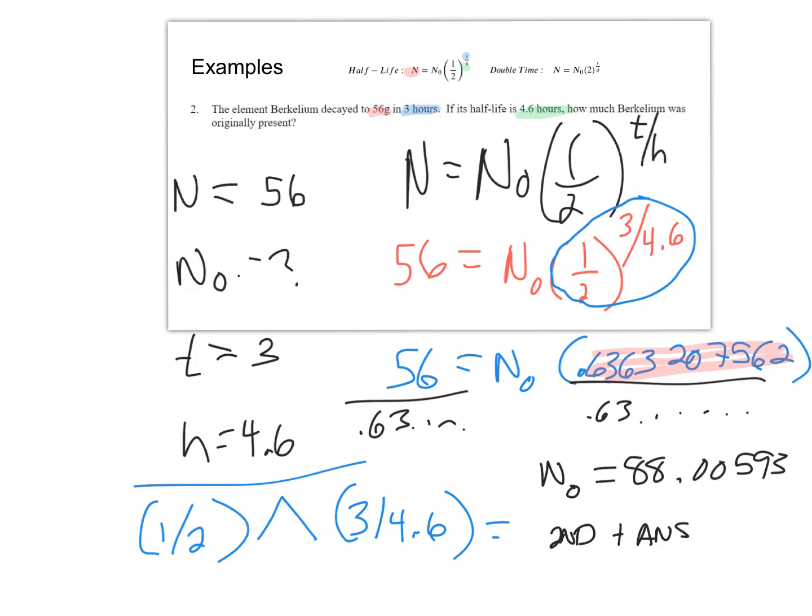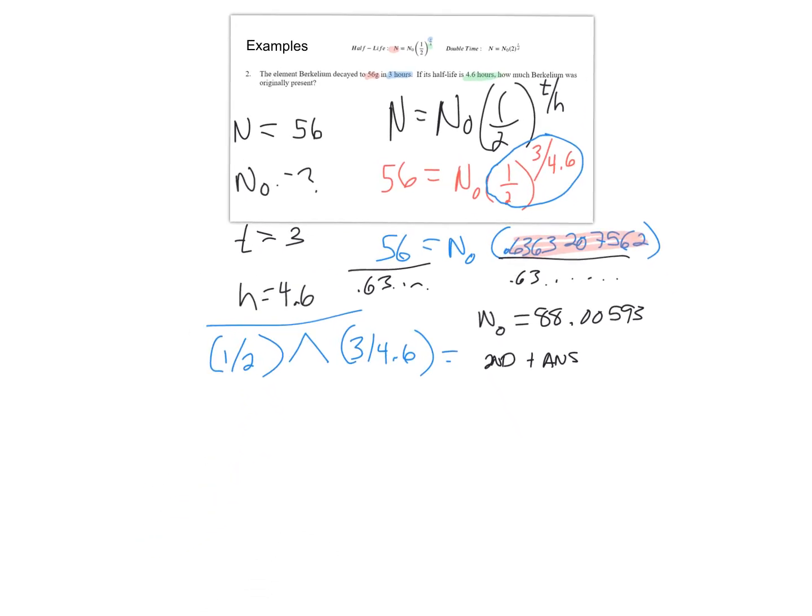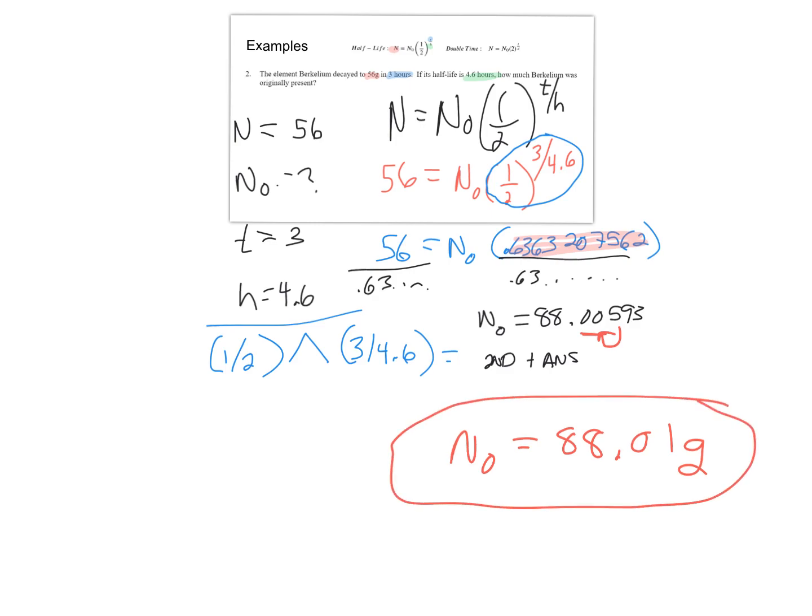So when I do that, we're going to have 88.800593 and some change. Typically with these problems, I usually round to 2 places. So the 5 is going to tell me we're going to go up to 1. So N-O is equal to 88.01 grams. But again, it's very important you know how your calculator works with this stuff.